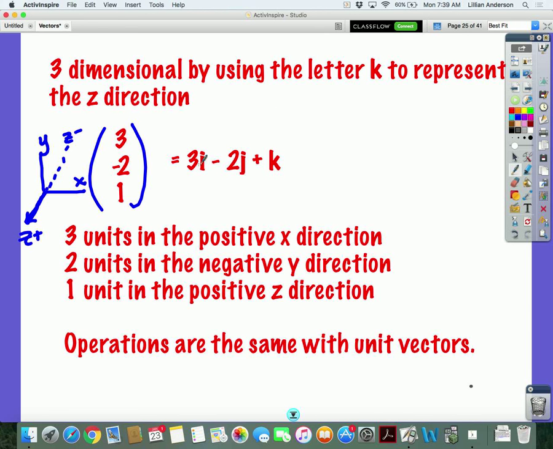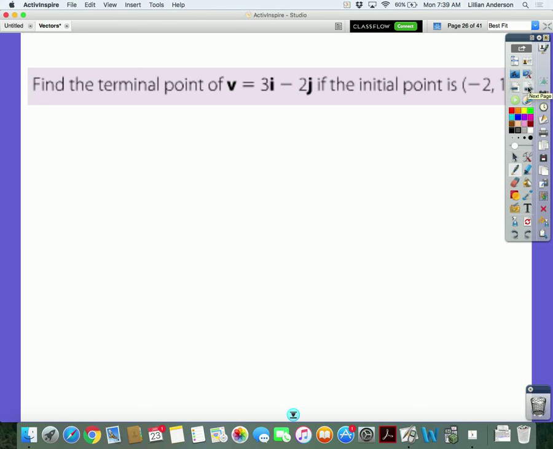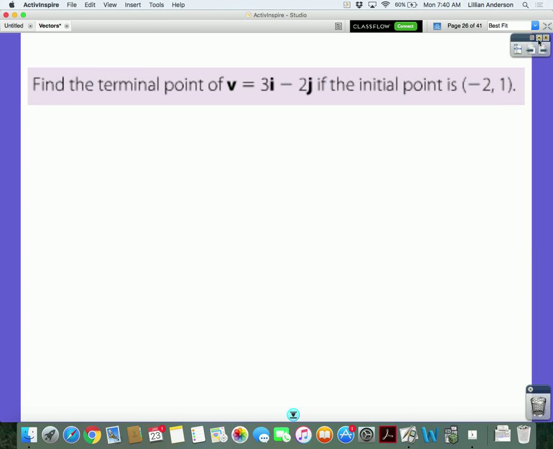All the operations are the same with unit vectors as well: addition, subtraction, scalar multiplication, etc. Now in this example, it says find the terminal point of vector b equals 3i minus 2j if the initial point is -2, 1. Whenever you see unit vector form, do not let that throw you off. If you need to put it into regular component form, do so. That's 3, -2. If you want to use column format, you can do that too. Don't let that notation throw you off.